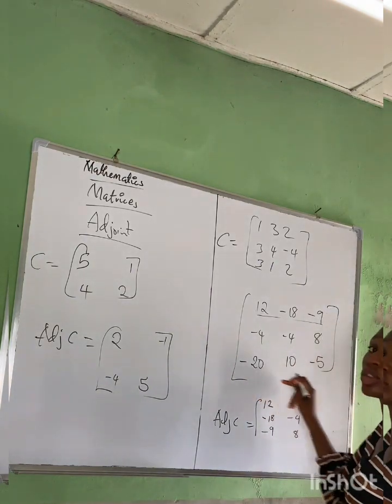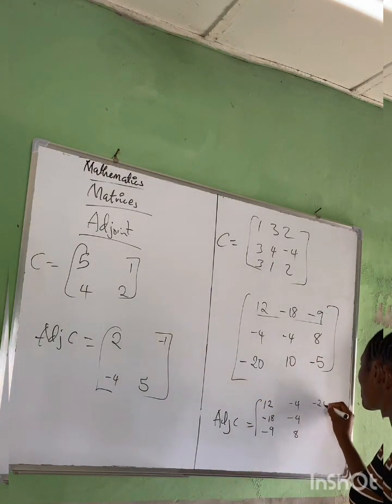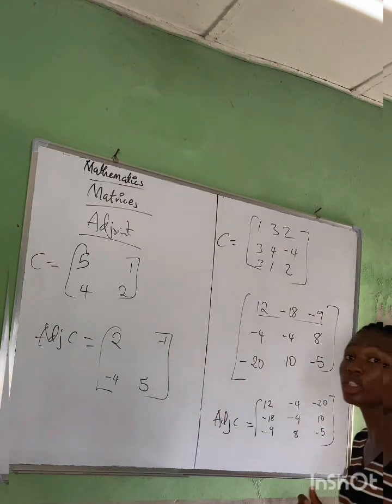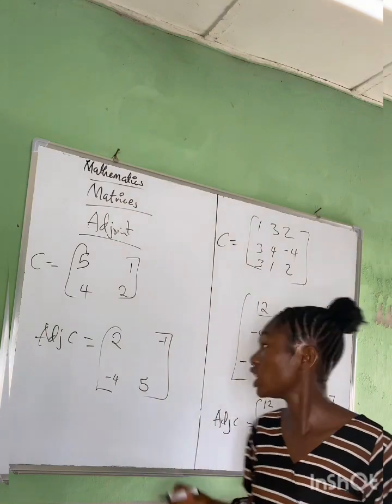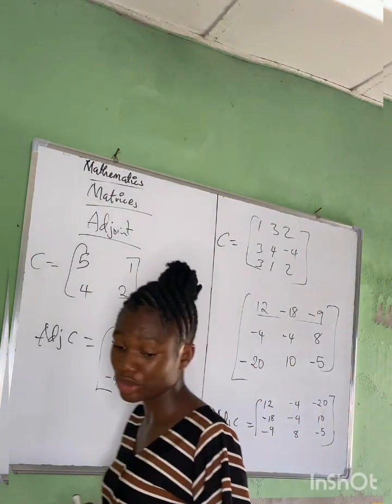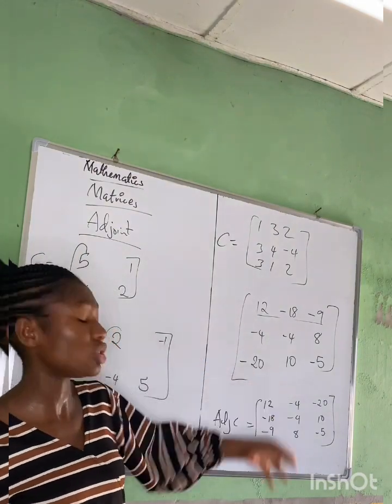And for our last column, we'll be having -20, 10 and -5. So we have successfully gotten our adjoint, the transpose of our cofactors. That's for a 3 by 3 matrix. After we have solved for the cofactors, then we transpose.